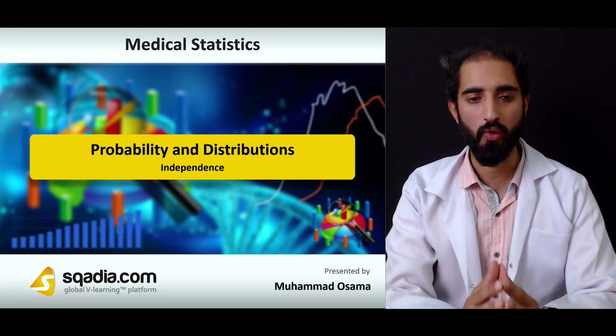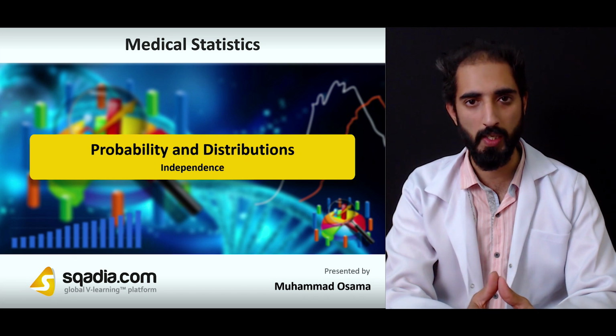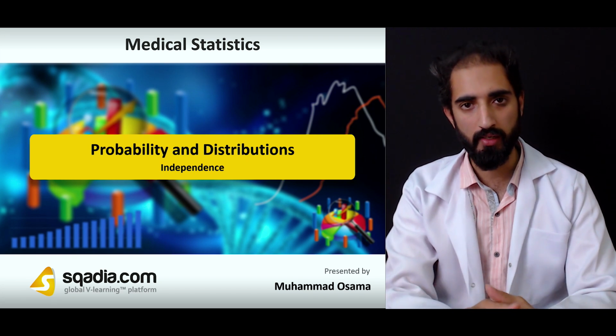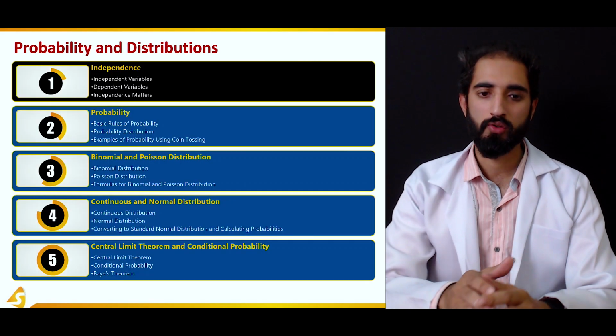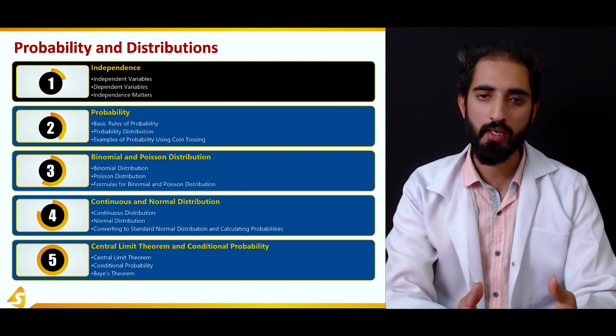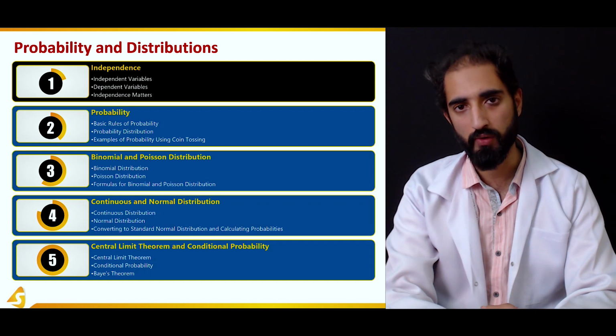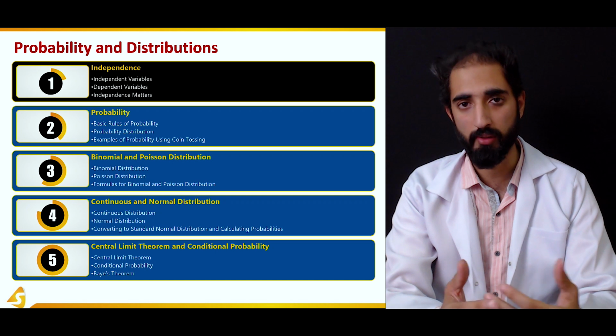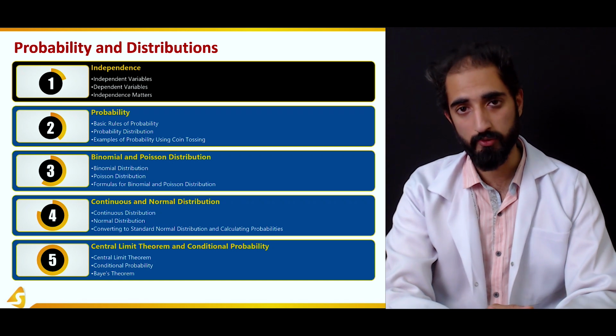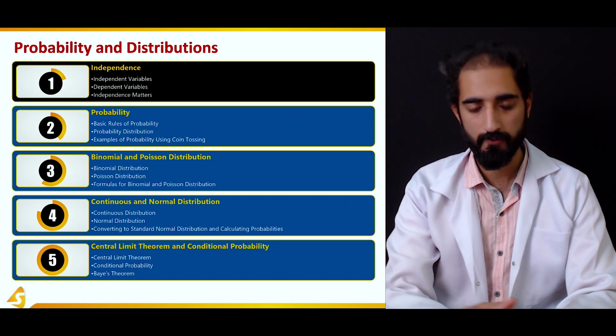We are talking about probability and distribution in medical statistics, and this part is specifically about independence. We are going to talk about independent variables, dependent variables, and take a look at examples of these variables. We're also going to talk about the importance of independence in terms of probability and medical statistics.